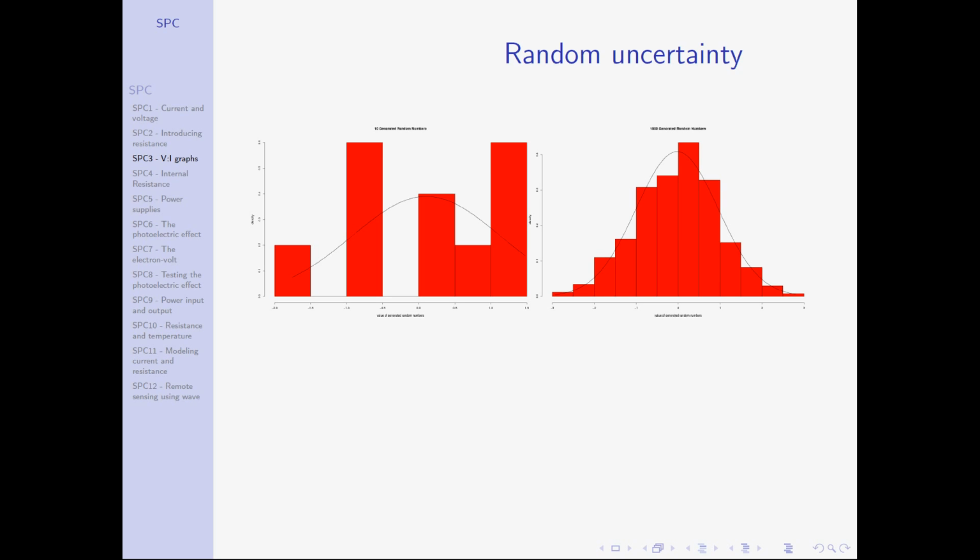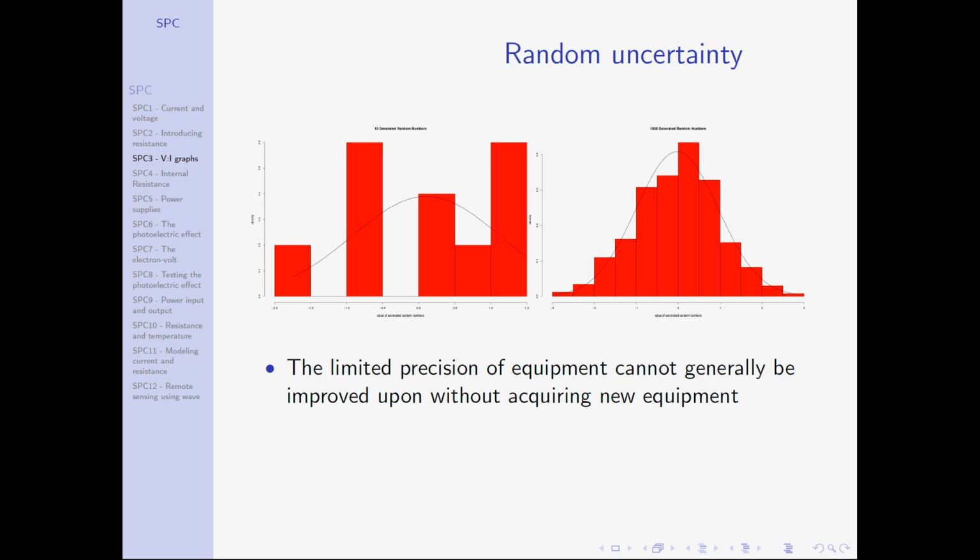I've plucked a pair of graphs here off of the web. We've got one on the left and one on the right, and so these are measurements from the same experiment, only with different amounts of measurement. And we're going to see why it is that we get a bit of a difference.